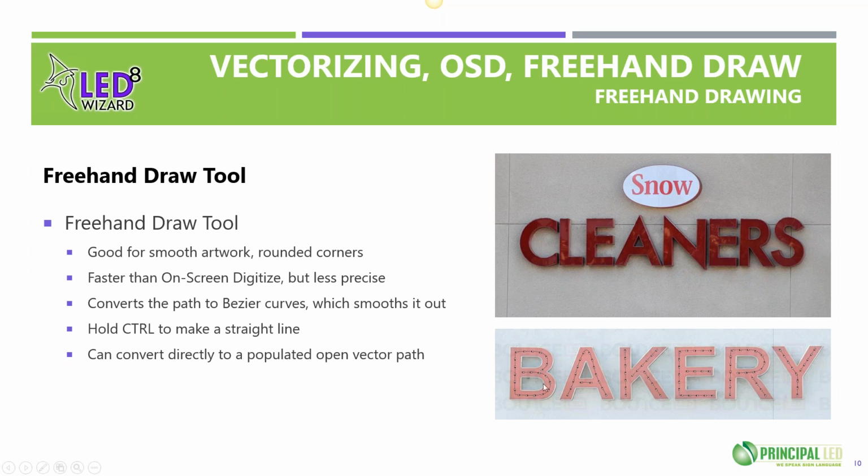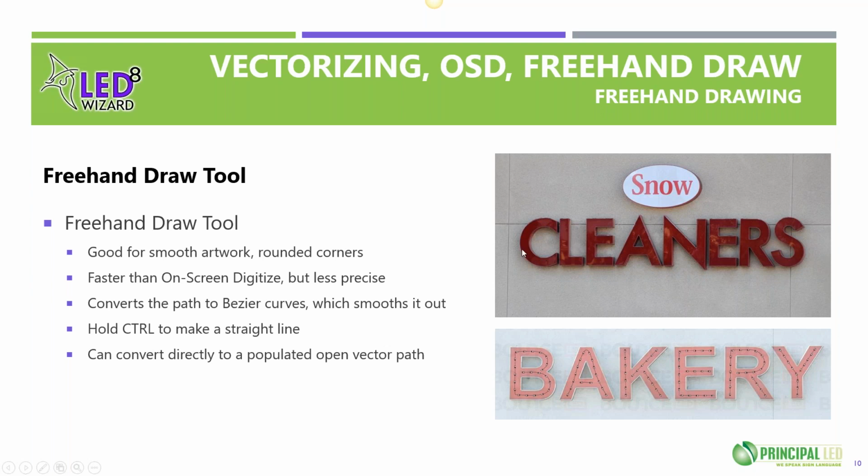And this bakery, this is a different file, but same concept. So I freehand drew that center path and then populated to that path, right? So when you use this tool or on-screen digitize to draw a center path, you can then populate and put modules directly on that path. And that's what we did here. That's what I'll show you. So I say this is good for smooth artwork, rounded corners. It's not as precise. I mean, you can make corners with straight lines, and you hold control to do that. So you can be pretty precise with this.